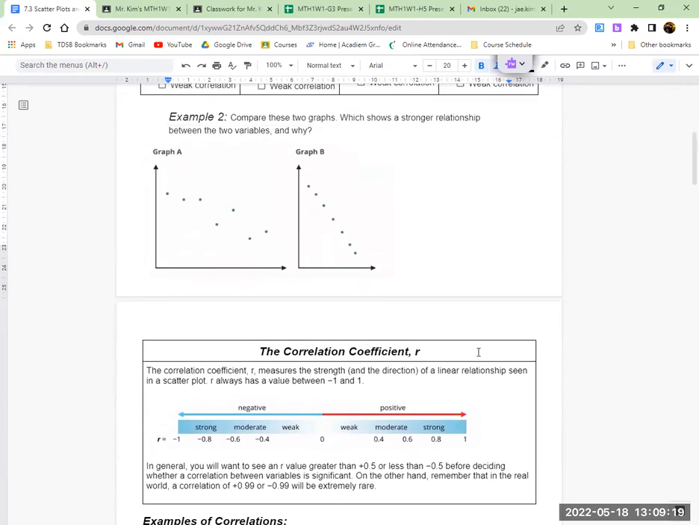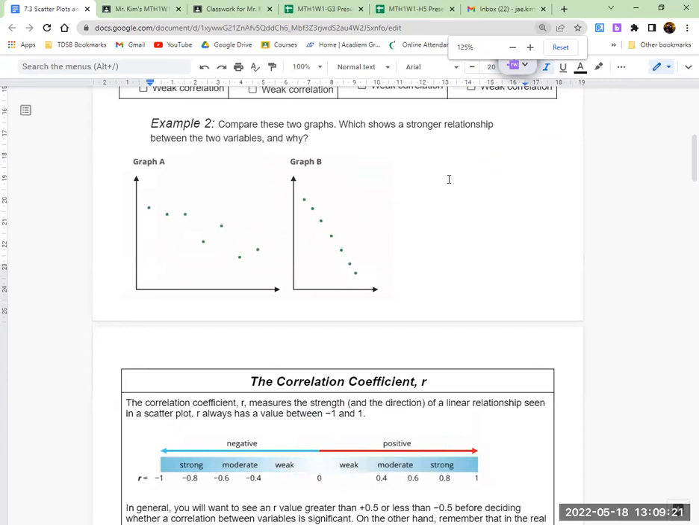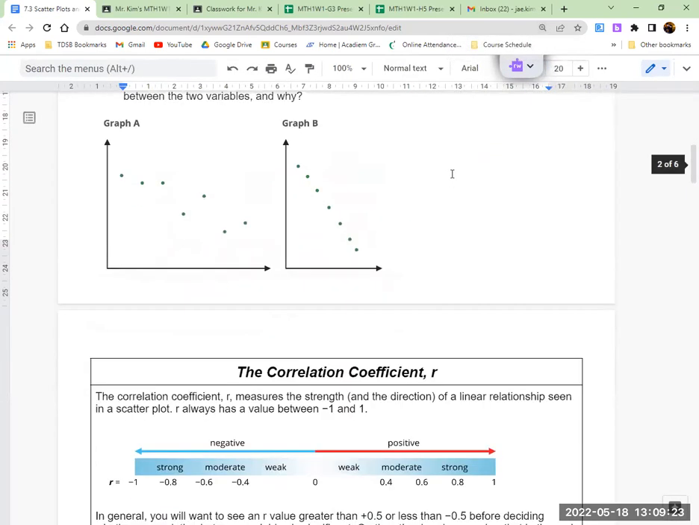Example number 2. Compare these two graphs. Which one do you think is a stronger relationship and why? So let me draw some lines of best fit. I think, again, human error, but I think that's not bad. Which one do you think is a stronger relationship and why? Yep, Marshall?